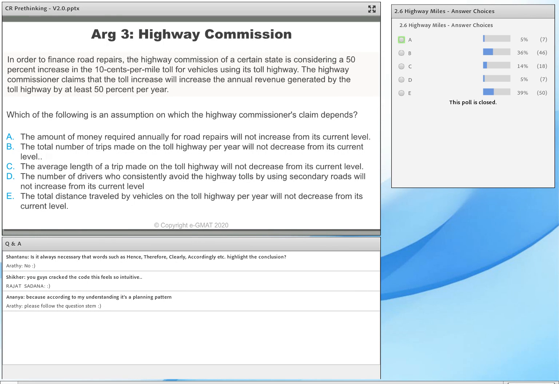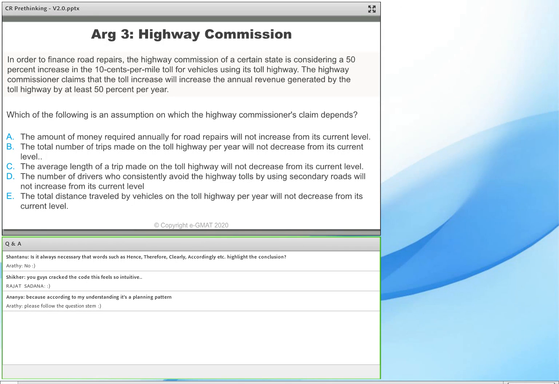I'm going to broadcast the results, and you can see about 39% of you chose choice E. Choice B was very popular, as was choice C. This is one question where the argument seems very, very simple, and it truly is very simple. But when you look at the answer choices, they seem very confusing. And if you don't do pre-thinking, this is a question that will mess you up. This is also a question which, by the way, tells you the value of that must be true condition.